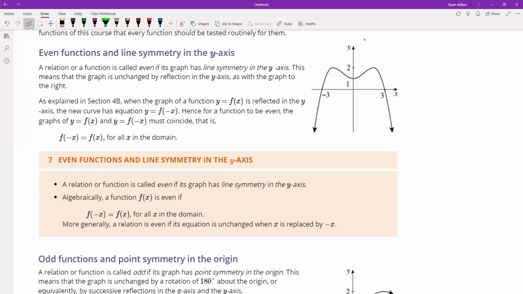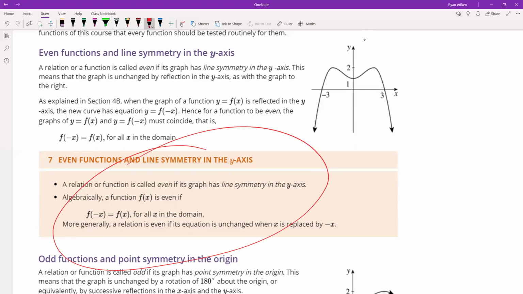As explained in 4b, when the graph of the function y equals f of x is reflected around the y-axis, the new curve has the equation y equals f of negative x. But if y equals f of x and y equals f of negative x are the same thing, then it would be even. So for a function to be even, the graphs of y equals f of x and y equals f of negative x must coincide and literally be the same thing for all x in the domain. So that makes sense.